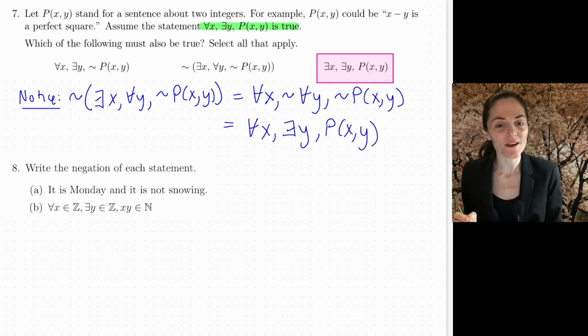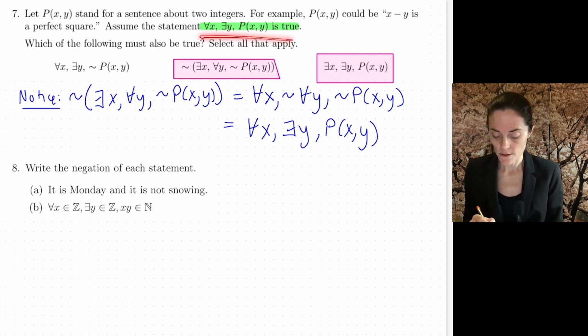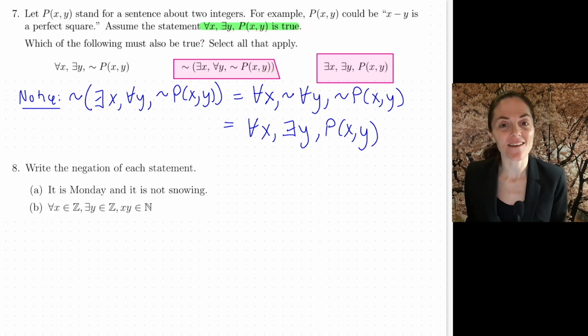From our work, you see this statement right here is logically equivalent to this one. Okay? And so, of course, if this is true, so is this. And this is the end of number 7.